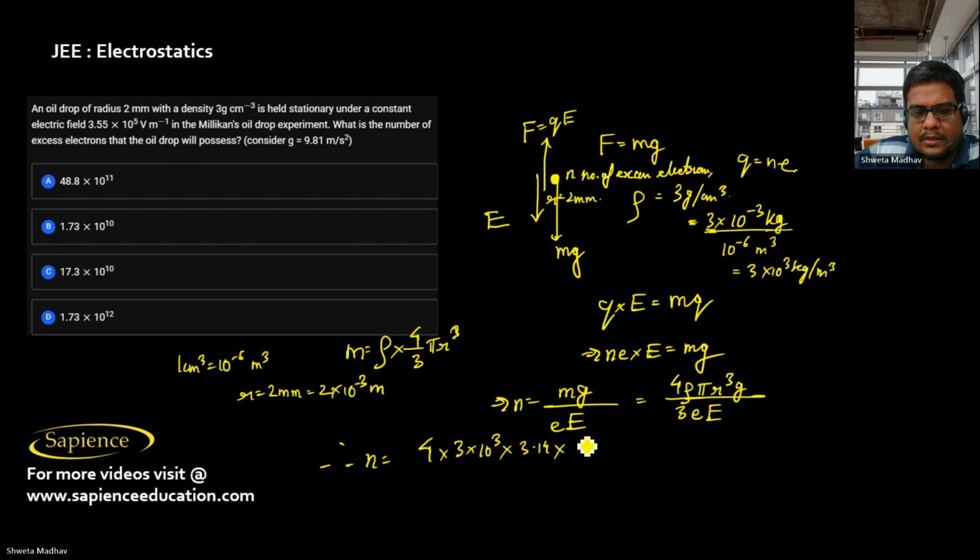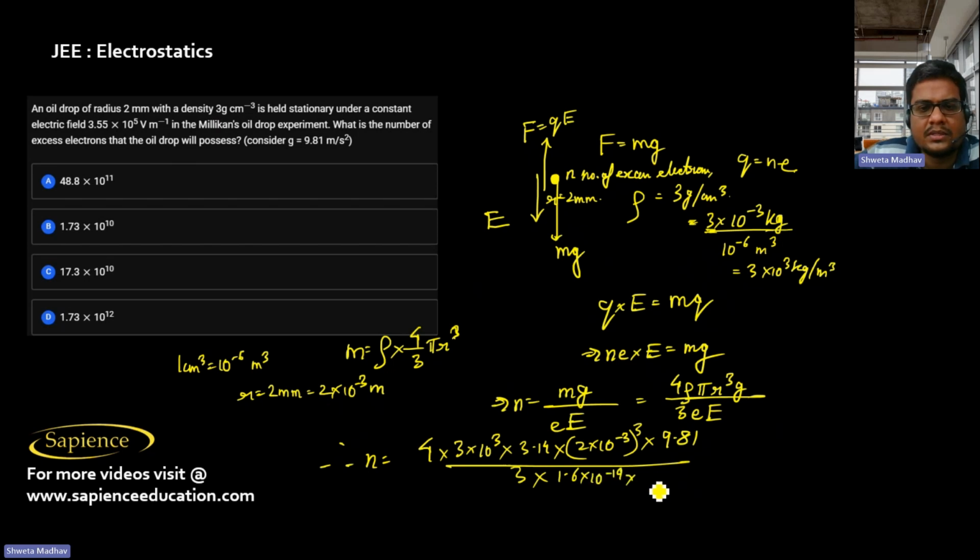meter. So 2 into 10 power minus 3 meter, its whole cube, into g is 9.81 divided by 3 into E. E is the charge of the electron, which is 1.6 into 10 power minus 19 coulomb, into E. E is the electric field, that is 3.55 into 10 power 5. Okay, so now if we solve it, the 3 will cancel.